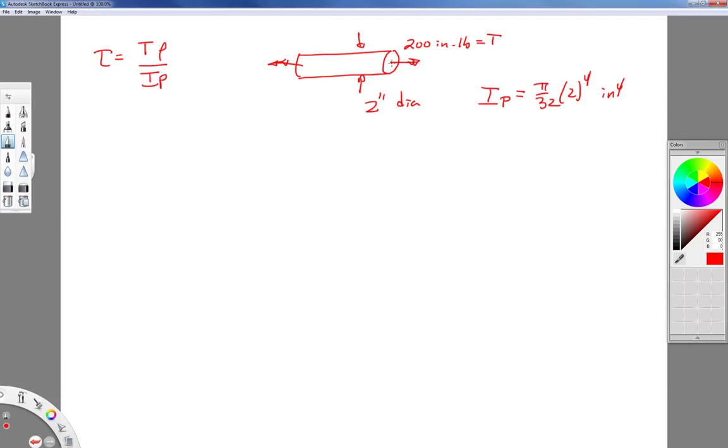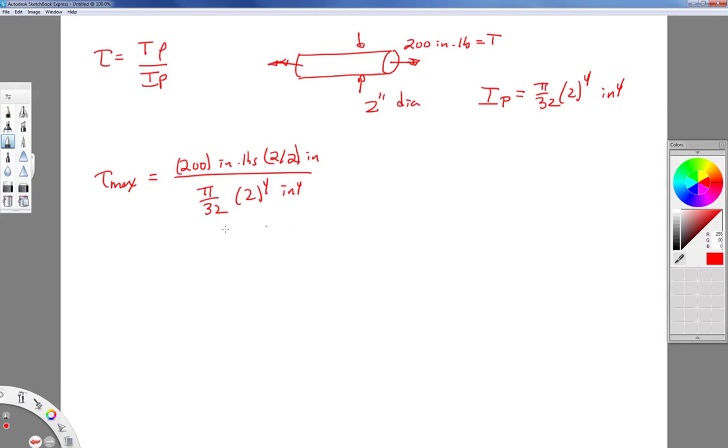And depending on where I want to calculate the stress, it would vary from 0 at the center of the bar out to some maximum value of stress on the outside edge. Let's find the maximum stress in this particular bar. We would take our torque, 200 inch-pounds, times the outside radius, 2 inches divided by 2, divided by our polar moment of inertia, pi over 32, 2 to the 4th power. And that will give us some number in PSI.